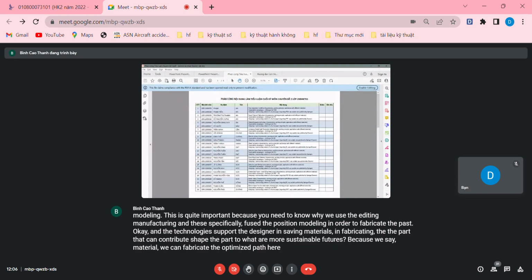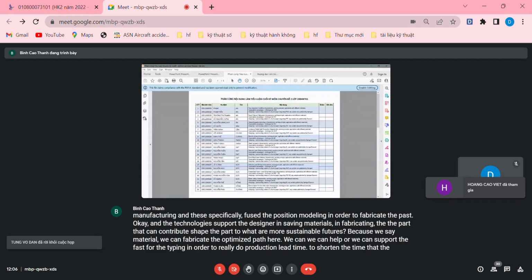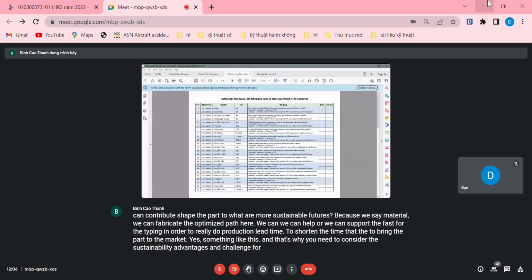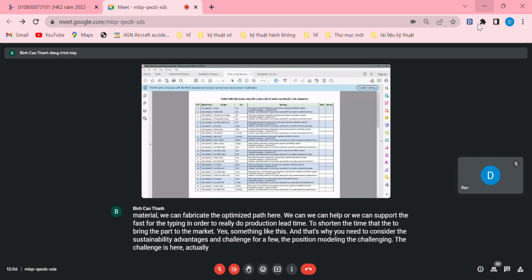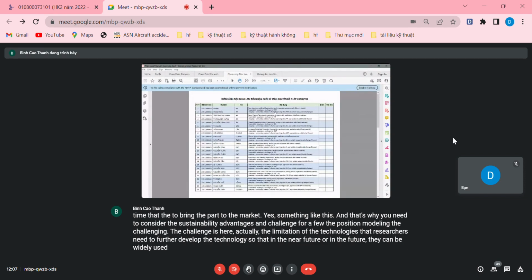We can also support fast prototyping in order to reduce production lead time, to shorten the time to bring the part to the market. Something like this, and that's why you need to consider the sustainability advantages and challenges for fused deposition modeling. The challenges here are actually the limitations of the technology that researchers need to further develop so that in the near future it can be widely used to fabricate many more parts.